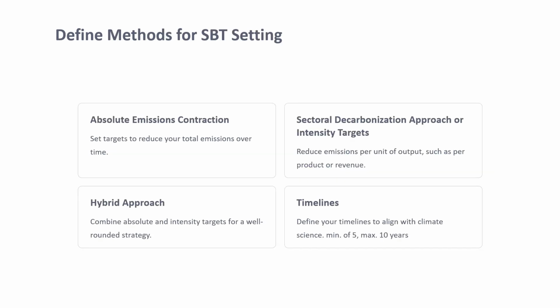How do you define the methods for selecting your SBT settings, so science-based target settings? How do you define the methods for these targets? There are different methods. One is the absolute emission contraction. This is about setting your targets to reduce your total overall emissions.